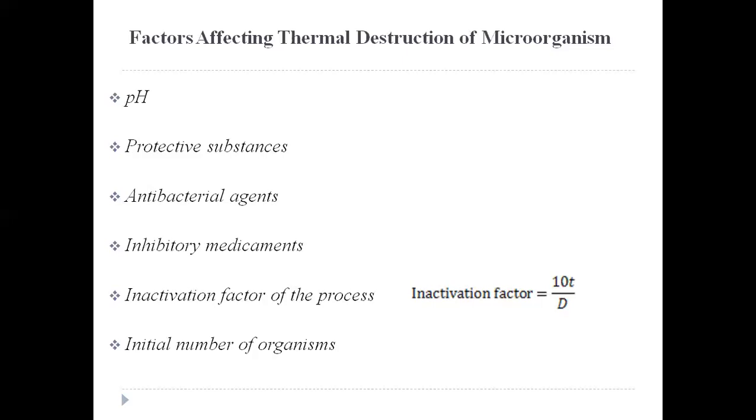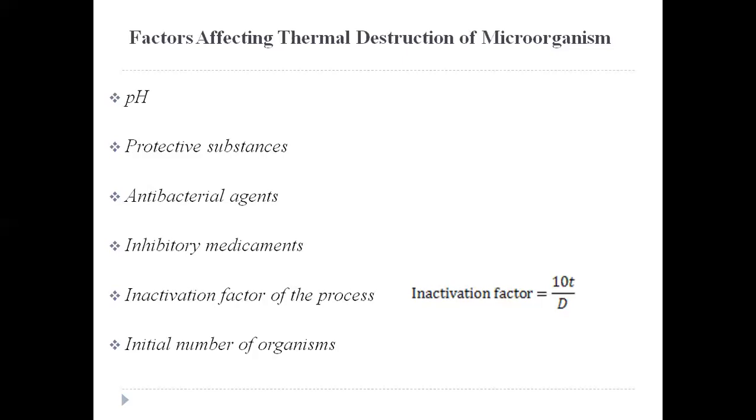The next point is inactivation factor of the process. The inactivation factor means the degree to which the viable population of organism is reduced, and it is obtained by dividing the initial viable count by the final viable count. The inactivation factor is 10^(T/D). It is denoted by a formula where T is the exposure time in minutes, and D is the decimal reduction time for the same temperature and conditions.